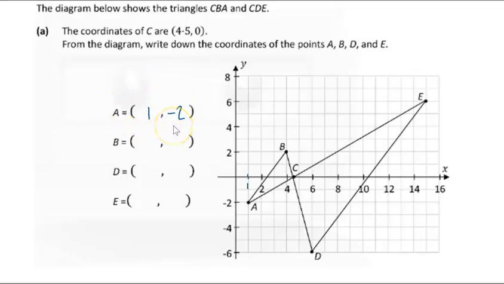So 1, -2. The coordinates of B are 4, 2. Again, make sure you do the x part first. So 4, 2, and it's not 2, 4. That would be incorrect. D is down here. It lines up with 6 on the x-axis and -6 on the y-axis. So 6, -6. And then E is here. It lines up with 15 on the x-axis and 6 on the y-axis. So 15, 6, and that's for 5 marks.